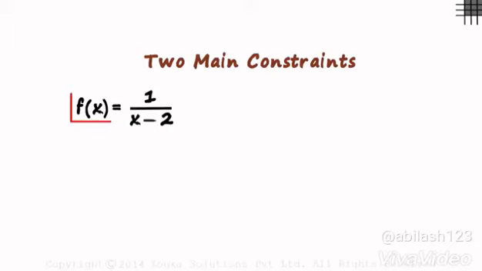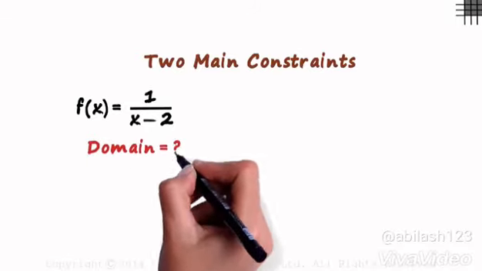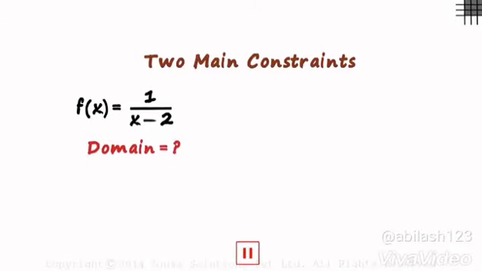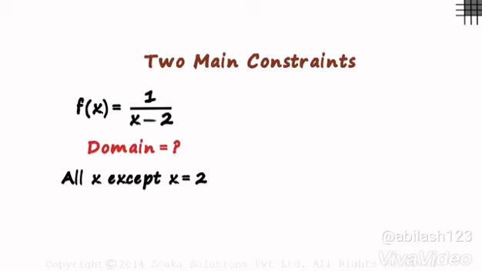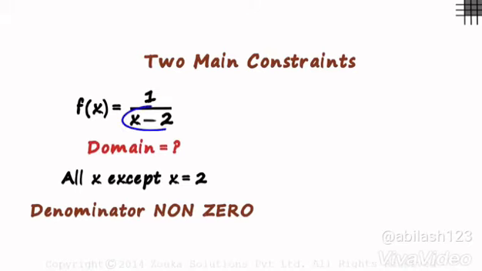To give you some good news, there are two main constraints that are very common in the exams. Look at this function. f of x is 1 over x minus 2. What is the domain of this function? Domain is the set of all possible input values. Can x take any value here? Yes, all but one value. The domain will be all x except x equal to 2. That's the first constraint. The denominator has to be non-zero, because if it is 0, then the function will be undefined.